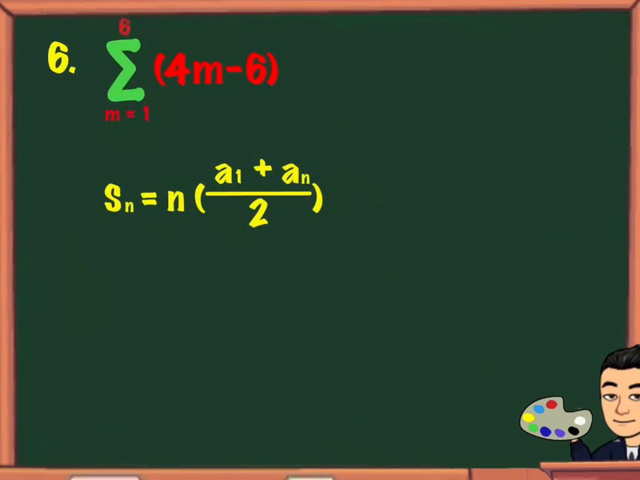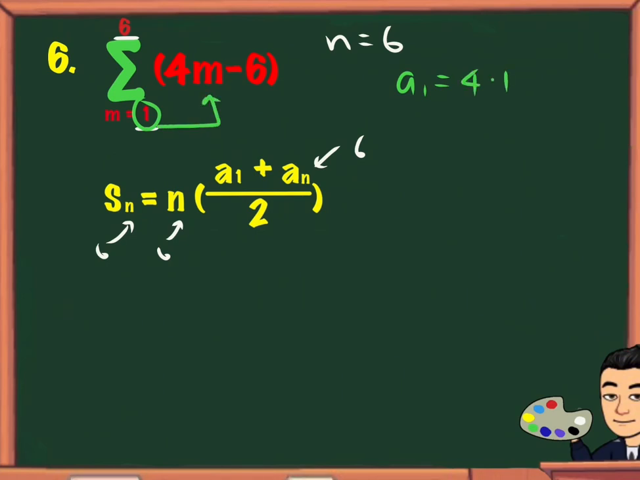All right, let's check out number 6. From 1 to 6, there are 6 terms, so n equals 6. I'm going to plug in 6 into all the n's. The next thing I want to find is a sub 1. You're just going to plug in m equals 1. So 4 times 1 minus 6 is negative 2. This is a sub 1.